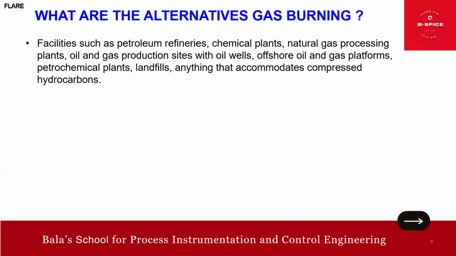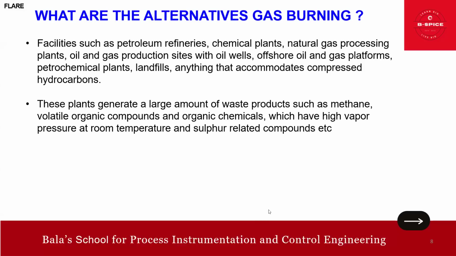Facilities such as petroleum refineries, chemical plants, natural gas processing plants, oil and gas production sites with oil wells, offshore oil and gas platforms, petrochemical plants, landfills, anything that accommodates compressed hydrocarbons, all these generate a large amount of waste products such as methane, volatile organic compounds, and organic chemicals, which have a very high vapor pressure at room temperature, and sulfur-related compounds, right?